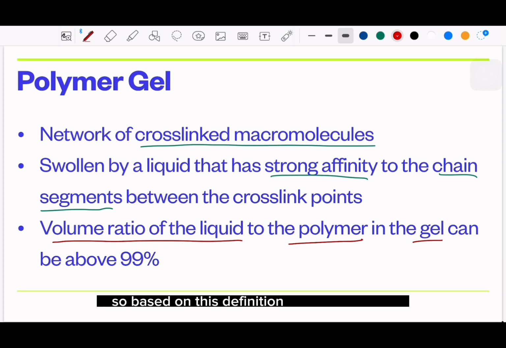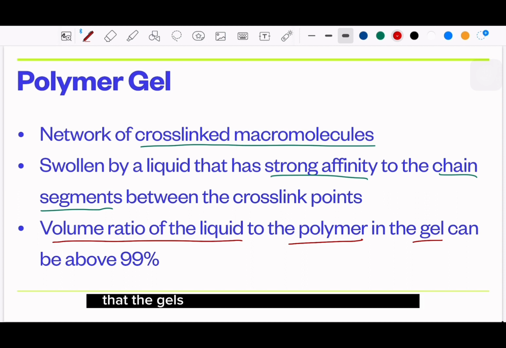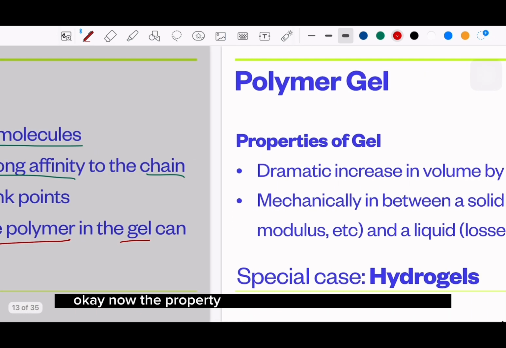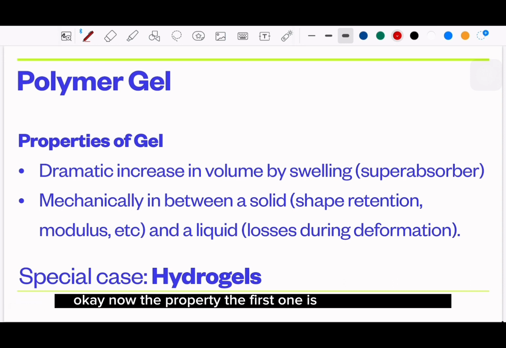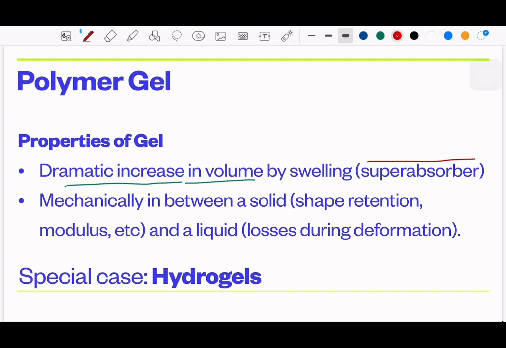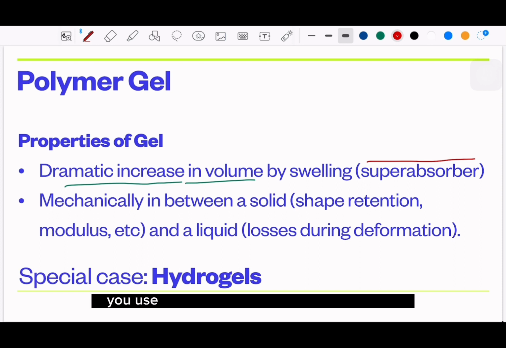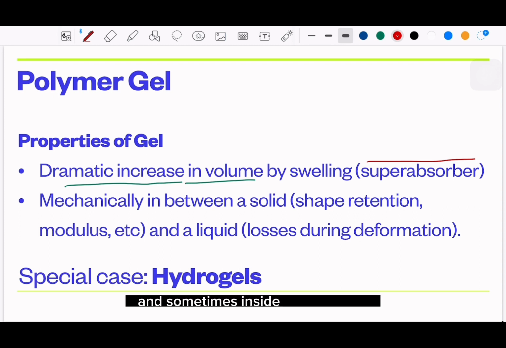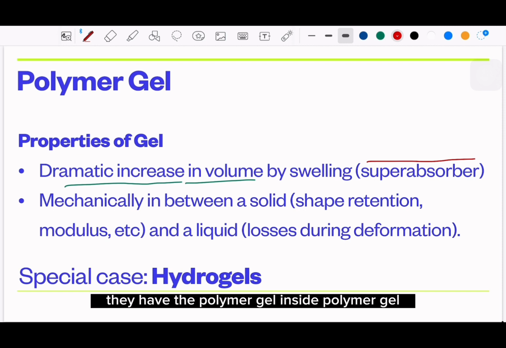So based on this definition, we can see that gels have some unique properties. The first one, as we mentioned, is increasing dramatically in volume by swelling. We can say it becomes like a super absorber, like in diapers, or for females, the menstrual pads. They are also super absorbers, and sometimes inside is what we call the polymer gel. So if we give liquids, it will absorb.